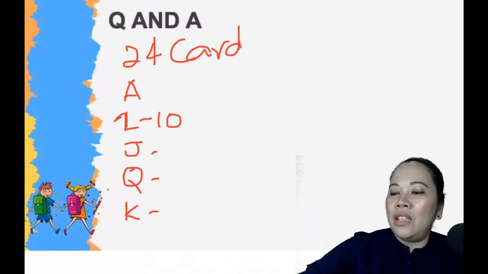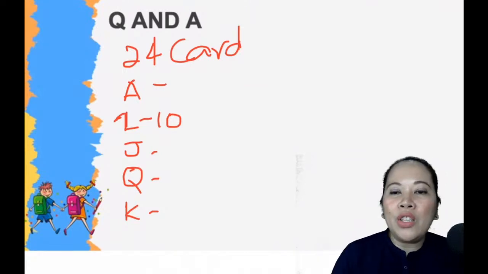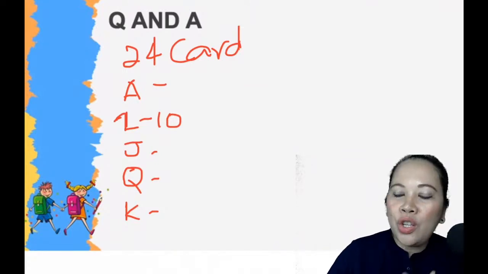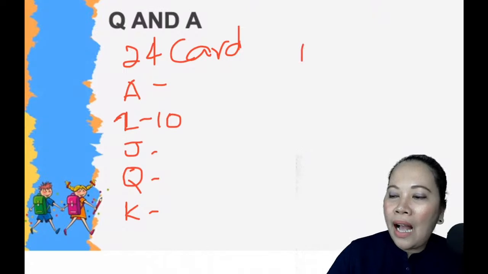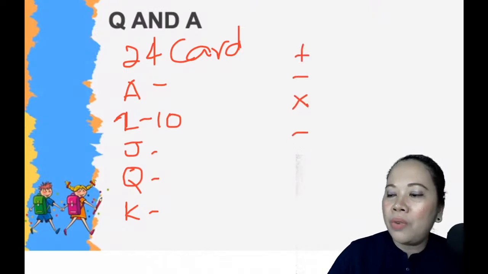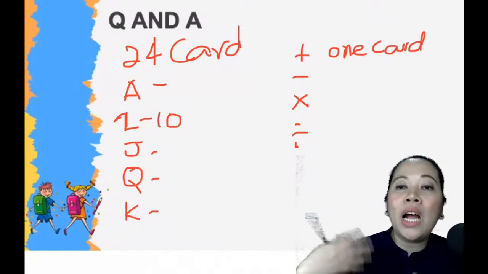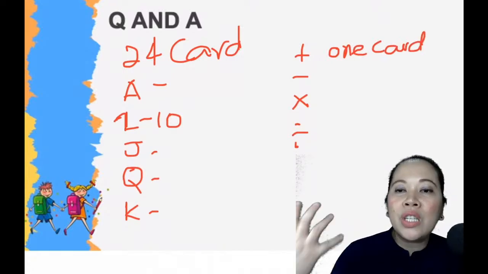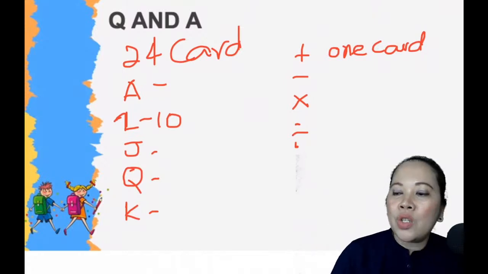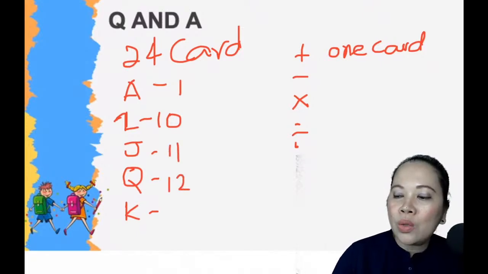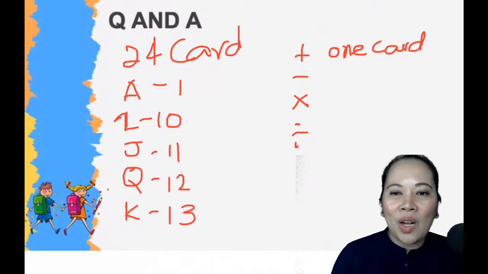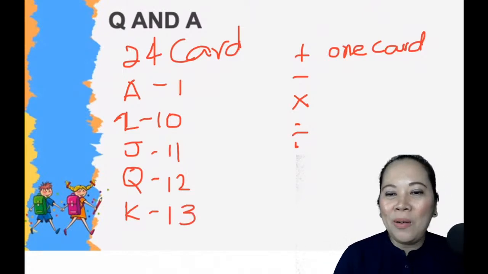So in the 24 card game, your aim is to use any of the operations: add, subtract, multiply, or divide. But you can only use one card at a time. You cannot repeat the cards; you can use each card once only. So A is 1, 2 to 10 are exactly the same number, Jack is 11, Queen is 12, King is 13. All right, cool. Can we start now?